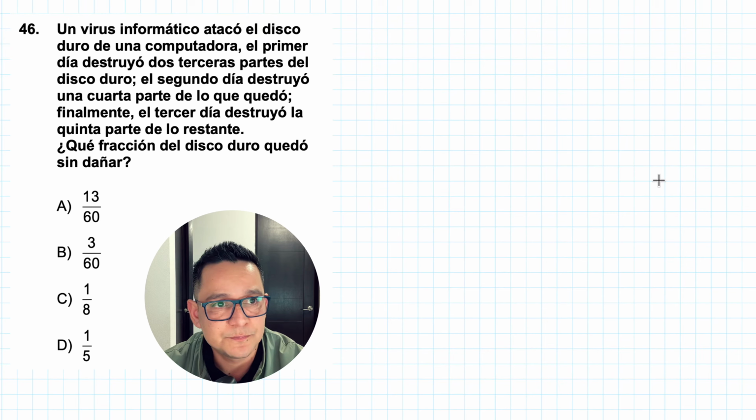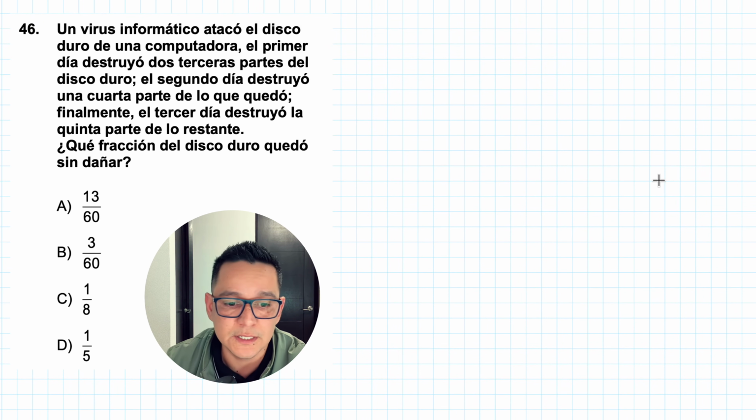Exercise 46. A computer virus infected the hard drive. On the first day, it destroyed 2/3 of the hard drive. On the second day, it destroyed a quarter of what was left. Finally, on the third day, it destroyed 1/5 of what remained. The question is, what fraction of the hard drive was left undamaged?